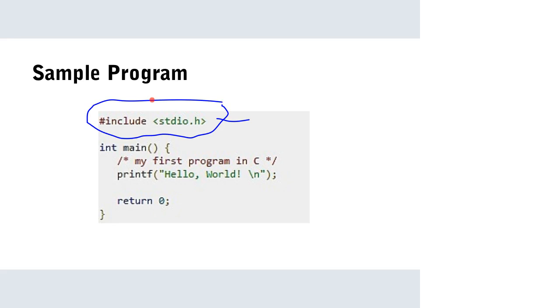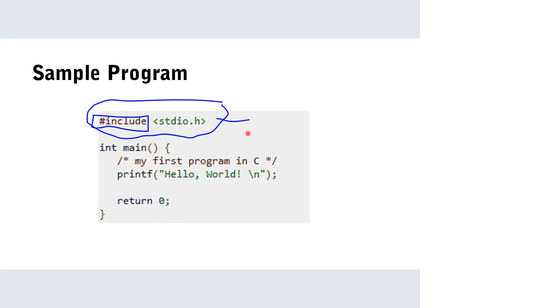This one here is the directive. Hash include. Include, from the English perspective, means bring on board. So almost all preprocessor directives, almost 95 or 98 percent, will begin with this symbol here, the hash. They will not all have the include, but most of them will have the hash.